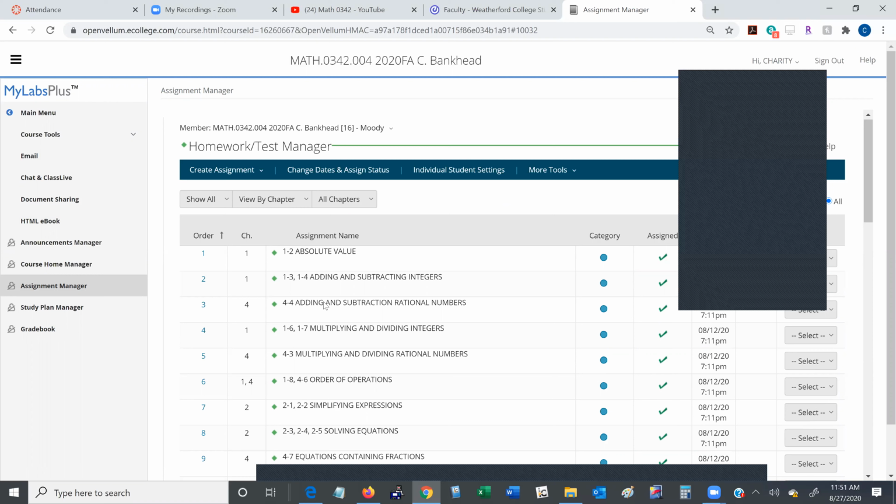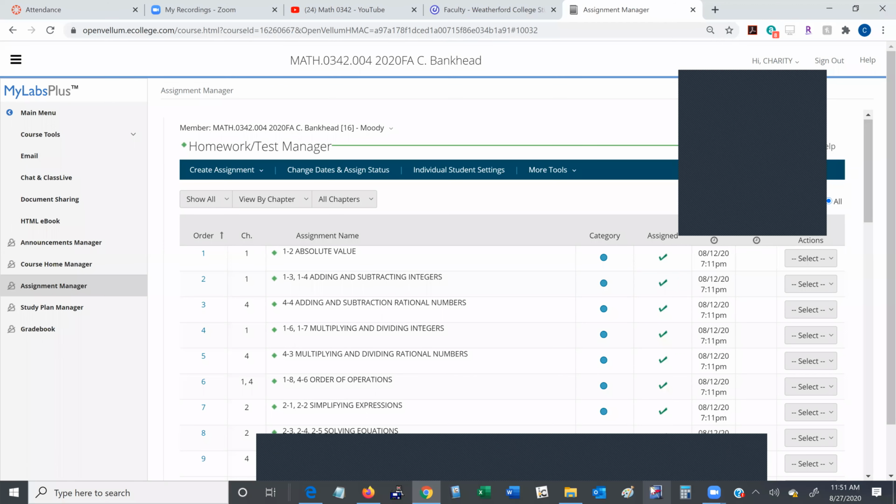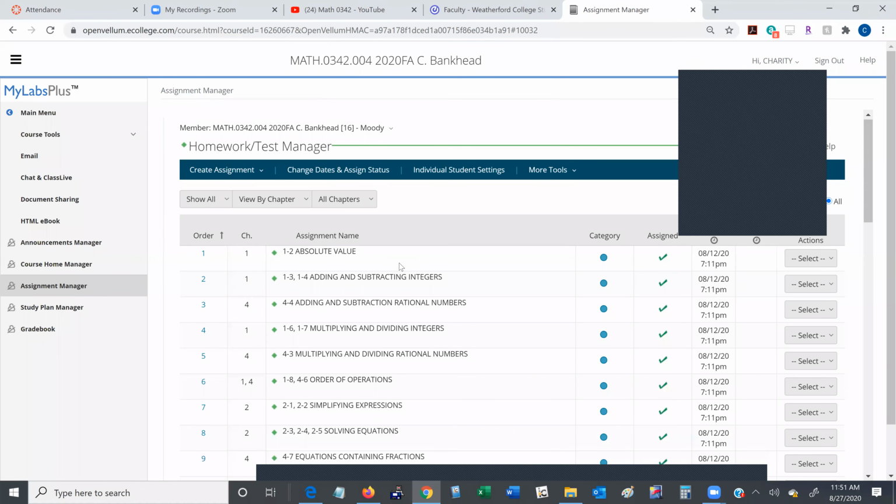Okay, cool. And then the next 2 will be due Thursday. But ideally, I would say try to get them all done if you can before next class. So absolute value, adding and subtracting integers, and what else was it? The first 2 are due Tuesday, and the next 2 are due Thursday. Okay, cool.